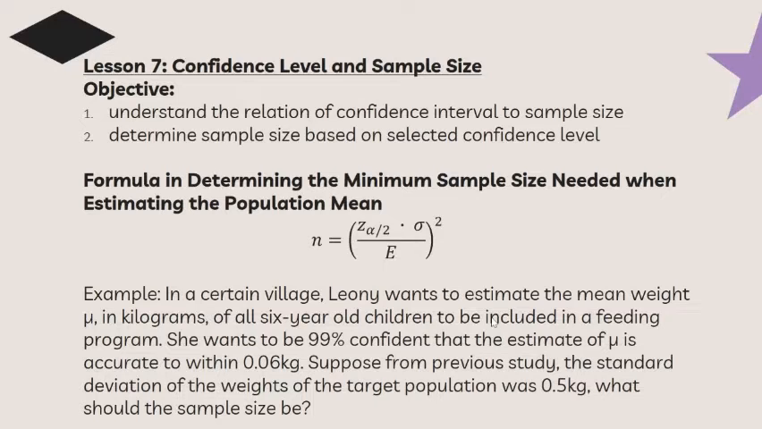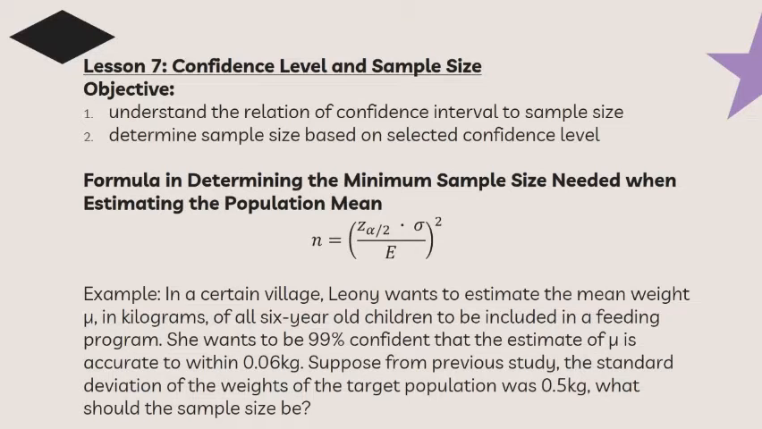The computing formula in determining sample size is derived from the formula of the margin of error E. If you remember, E is equal to z sub alpha over 2 times the standard deviation over the square root of the sample size n. Therefore, the formula in determining the minimum sample size needed when estimating the population mean is derived from the margin of error formula. So n is equal to z sub alpha over 2 multiplied by the standard deviation over E, or the margin of error, and then squared. Okay, let's have an example for this.